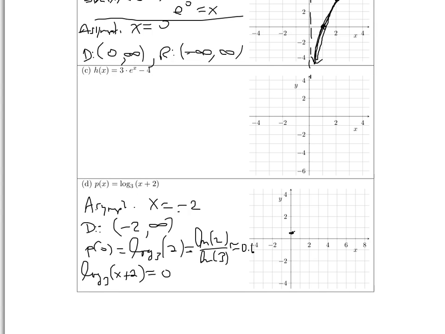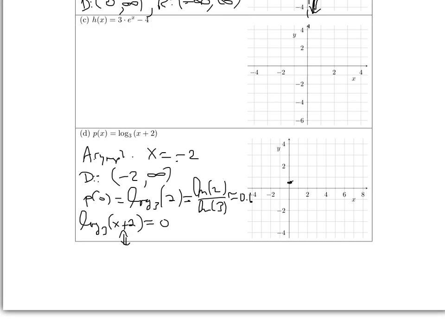And so to figure out when that happens, I just convert that to exponential form. And so that means that it's equivalent to the equation 3 to the 0 equals x plus 2. But since 3 to the 0 is 1, that means that x is negative 1. So when x equals negative 1, we have our x-intercept. So my asymptote is here at negative 2.